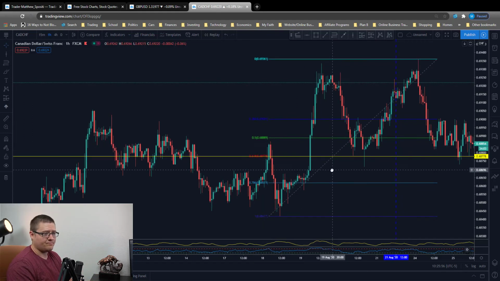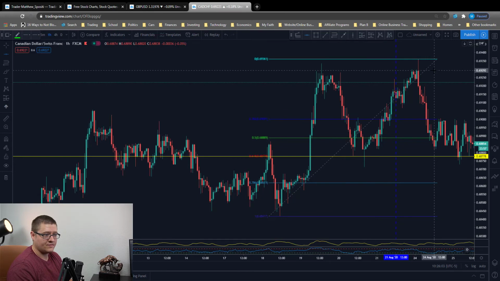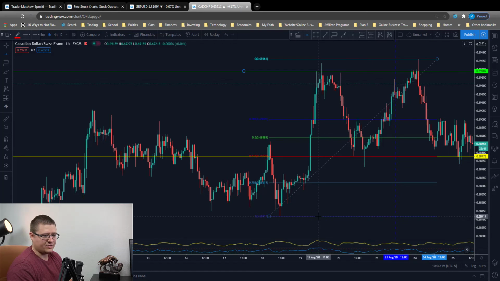So that's it, here we are. And we ended up coming down here. We got involved. Once we got involved, I placed my target at the highest close, or the highest body of the candlestick, which was right here at 69.28. And then I placed my stop loss 10 pips below the low, so 68.41. And I placed it 68.31.